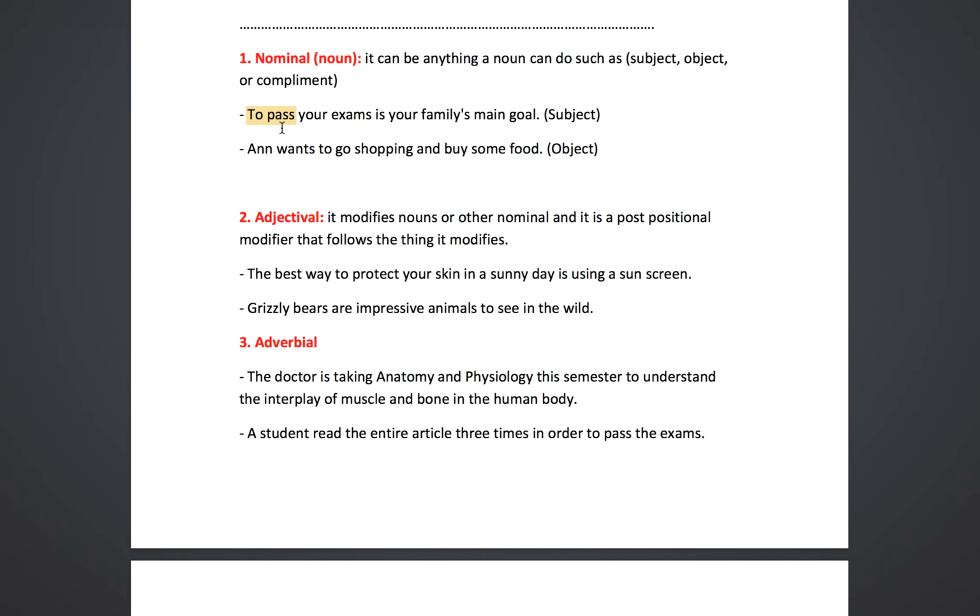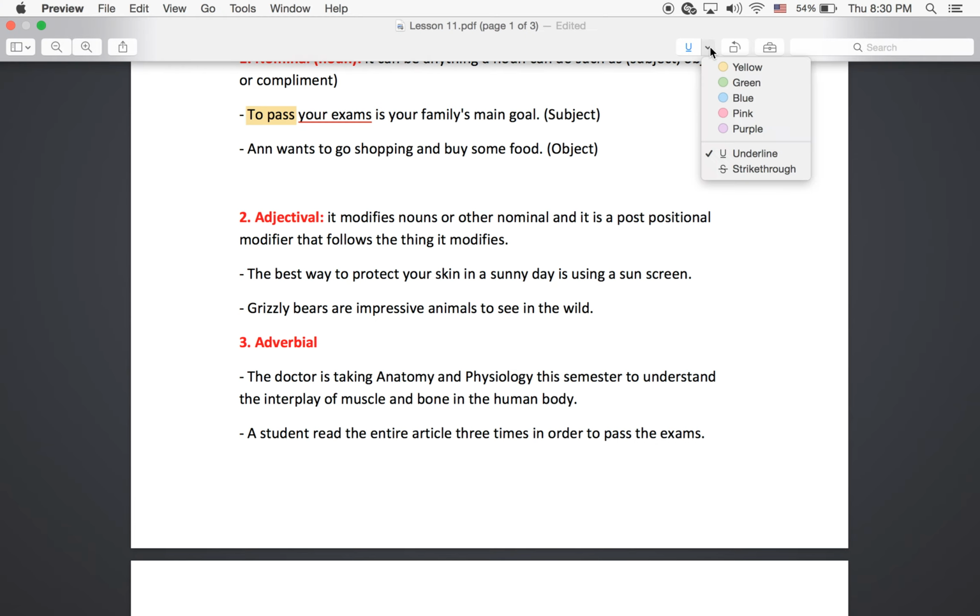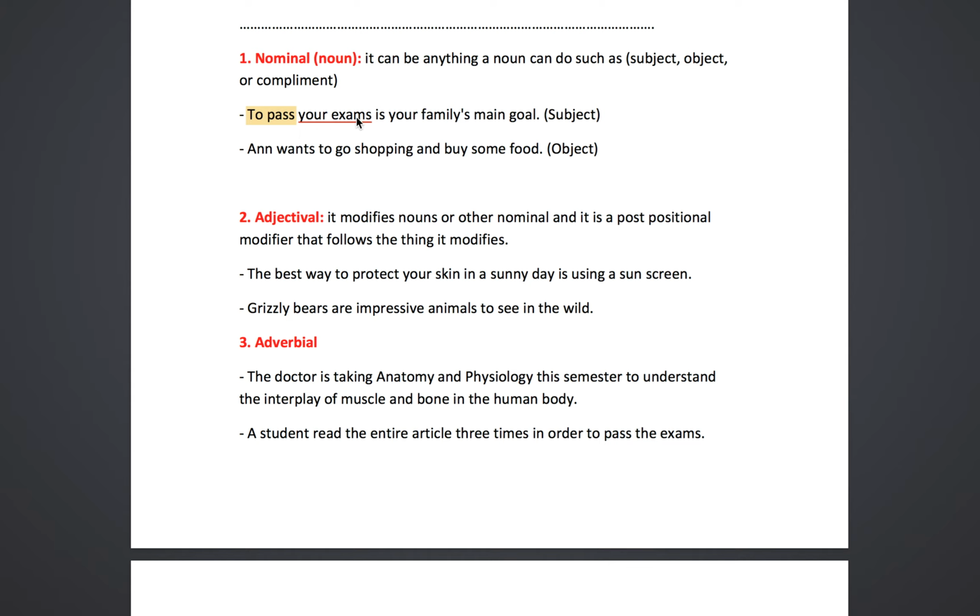And this is the other modifiers, like this is the object of a sentence, of this phrase, sorry. To pass your exam here is the object of the phrase. And to pass, the subject of a sentence, and here we have the verb is your family's main goal. Here is the subject of a sentence. And this sentence, as you see, has its main subject and has its main verb.